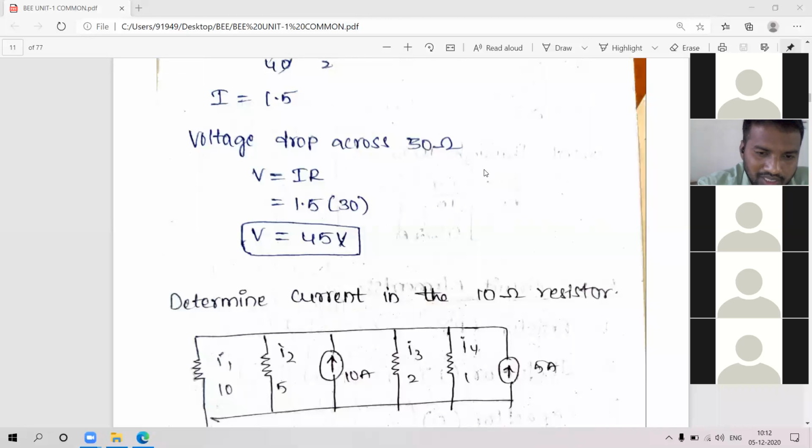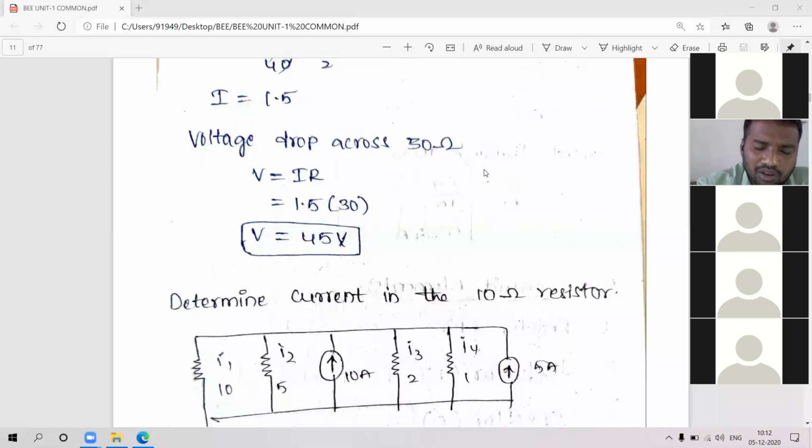You can see that two sources are there. Those two sources are towards the node, and the remaining four currents are receiving. That means you just apply Kirchhoff's current law and you will get the solution. Assume 10 amps as I1 and 5 amps as I2. Two sources are entering, and the remaining four currents I1, I2, I3, I4 are leaving. You just add, you will get the answer.